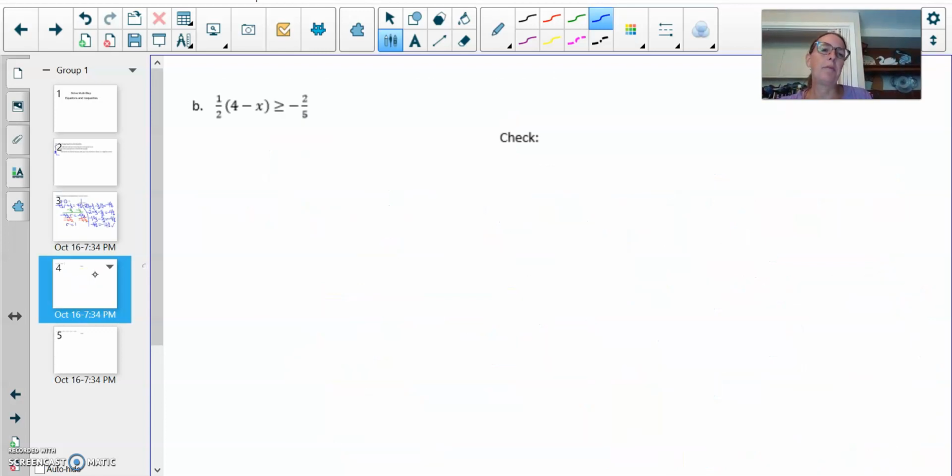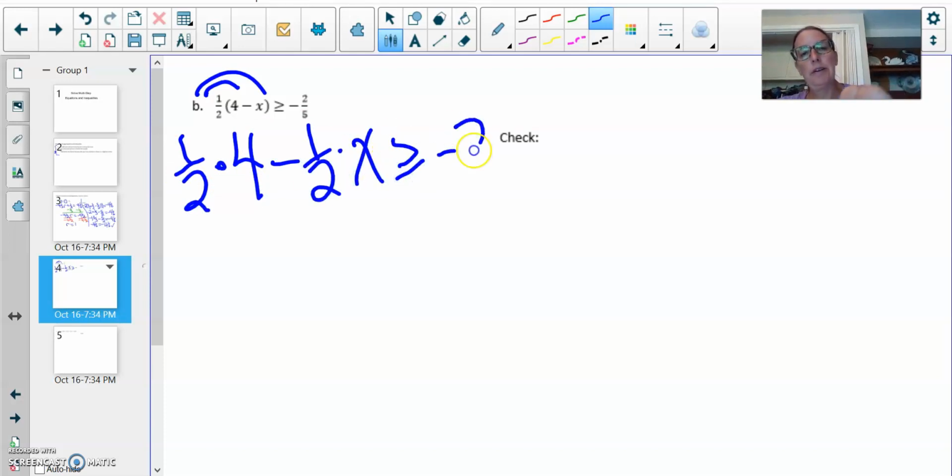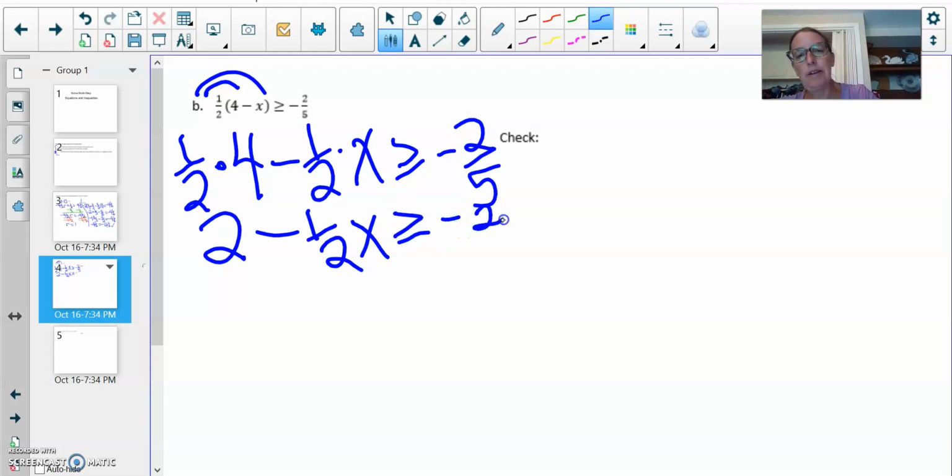Our next example: 1/2 times the quantity 4 minus x is greater than or equal to negative 2/5. I'm going to start by distributing the 1/2 through. So it becomes 1/2 times 4 minus 1/2 times x is greater than or equal to negative 2/5. After you distribute, multiply it out. 1/2 times 4 is 2. Minus 1/2 x is greater than or equal to negative 2/5.